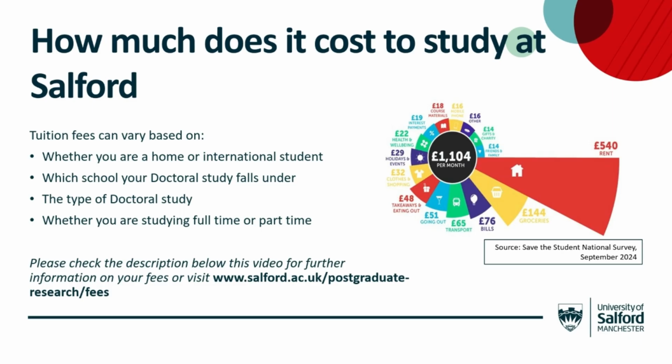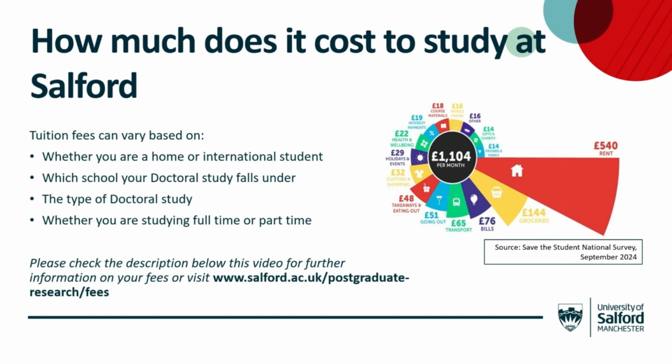Tuition fees can vary based on a number of factors. Those include whether you're a home or an international student. If you are an international student, your fees will also vary depending on the school your research sits under. The type of doctoral degree also varies in price. An MPhil or an MSc by research will cost less than a PhD or a postdoc. Your fees per year will be dependent on whether you study full-time or part-time. For a full detailed outline of tuition fees, please visit the webpage shown on screen.